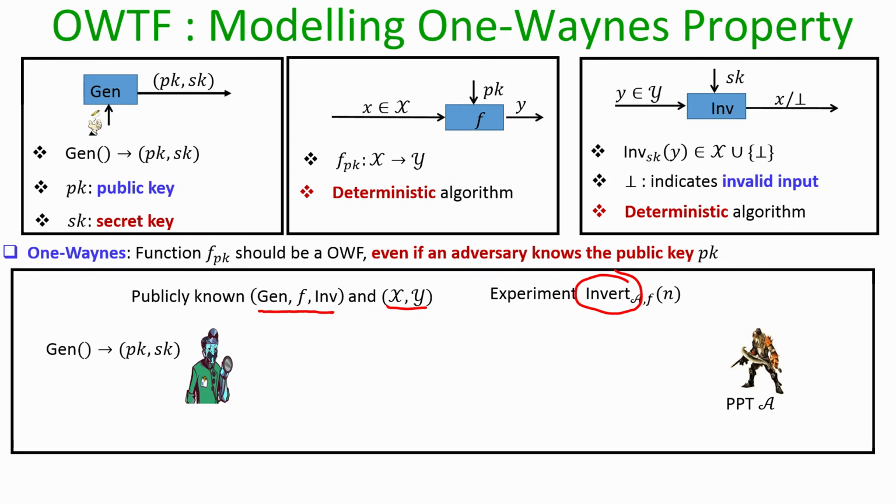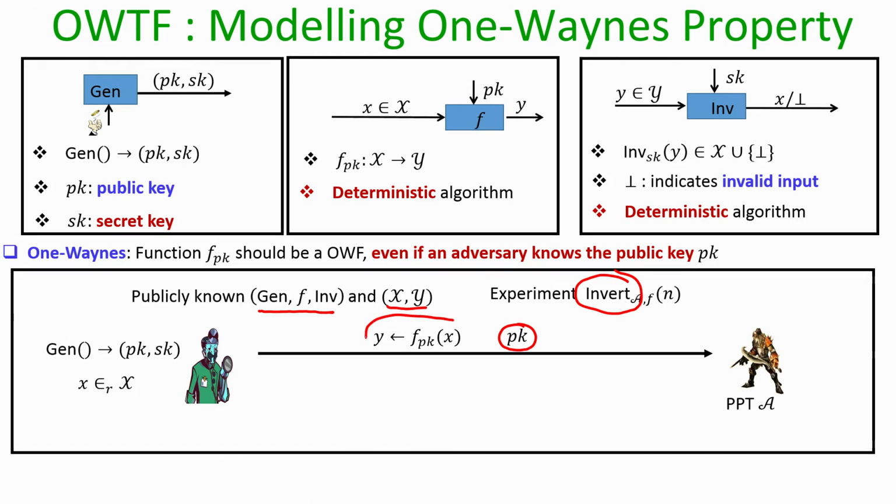The challenger of the experiment runs the parameter generation algorithm to obtain the pair of public key and secret key, and it picks a random x from the domain of the function f. The challenge thrown to the adversary is as follows. The public key is given to the adversary, and the value of the function f on the random input x, namely y, is also given as a challenge. The goal of the adversary is to compute the pre-image of this little y without knowing the corresponding secret key or the trapdoor information sk.